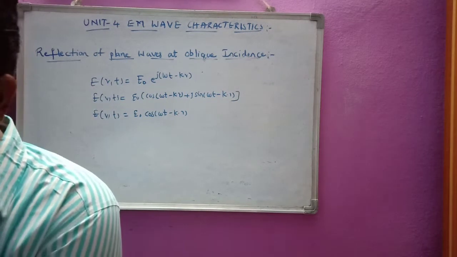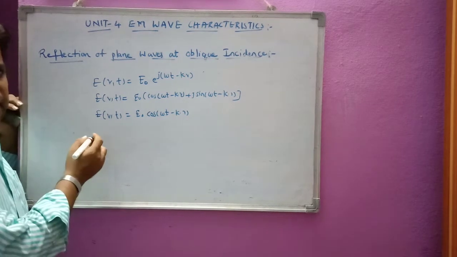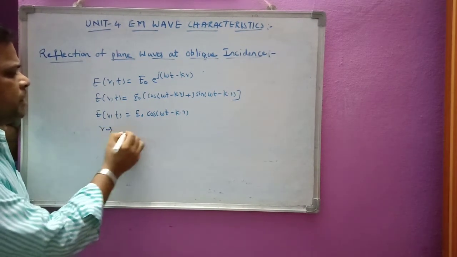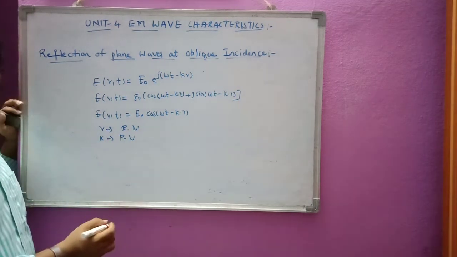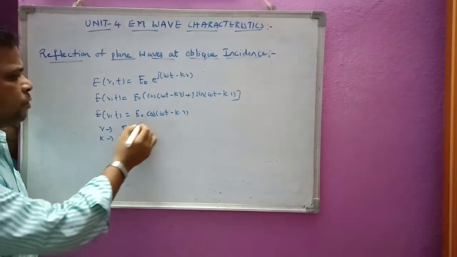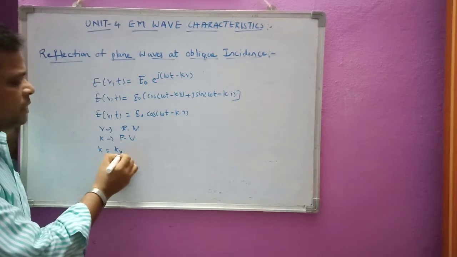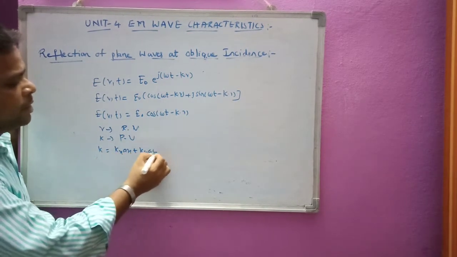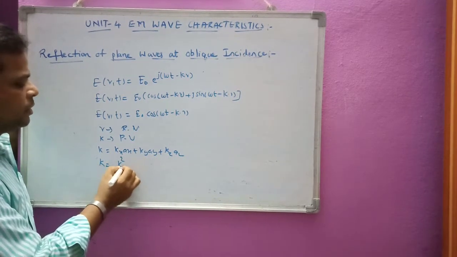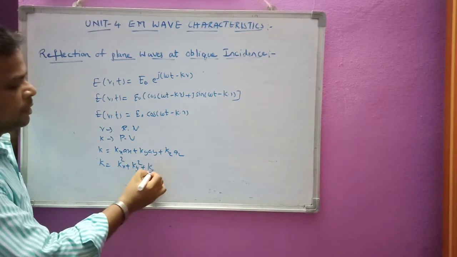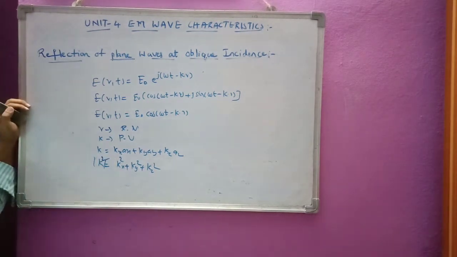After that we will try to express the position, that is the propagation vector k. Here r is the radius vector, and k is the propagation vector we have seen. The magnitude of the propagation vector is given as kx ax plus ky ay plus kz az. The magnitude of this I can write as k squared equal to kx squared plus ky squared plus kz squared, that is the modulus of this one.